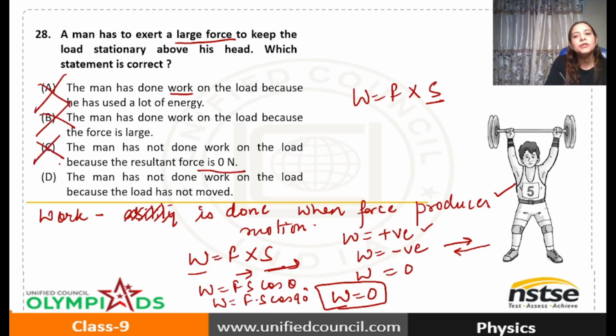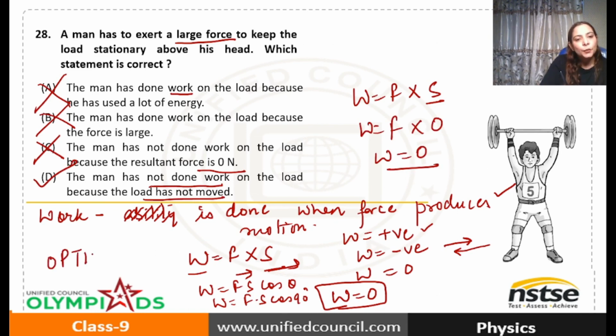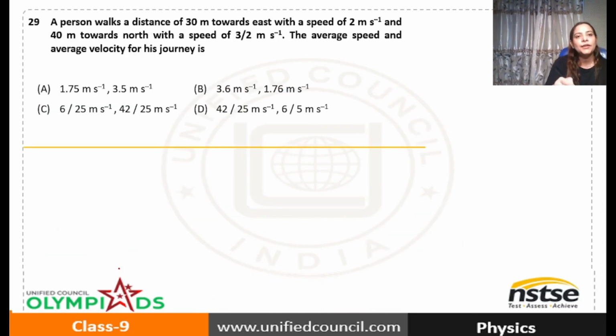Here the resultant force isn't 0. A man has not done work on the load because the load has not moved, correct. Because force acts but the distance moved is 0 in this case. So therefore work done is 0. So that is the reason which option is correct, students. Option D is correct. Next question.